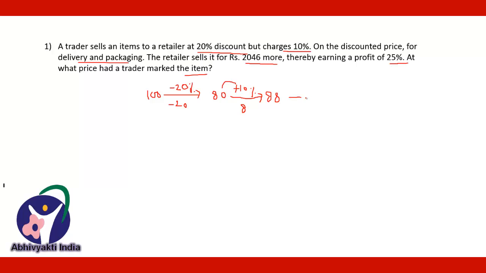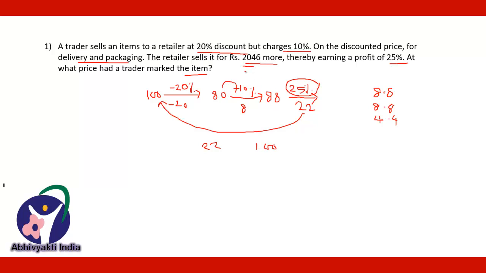And on this the retailer earns 25% profit, and therefore 25% of 88: 10% will be 8.8, another 10% will be 8.8, and 5% will be half of this, that is 4.4, and if you add this you will get 22. Means if he charges 22 rupees more on the marked price, then he earns 25% profit, and therefore for 22 rupees, 100 rupees is the marked price.